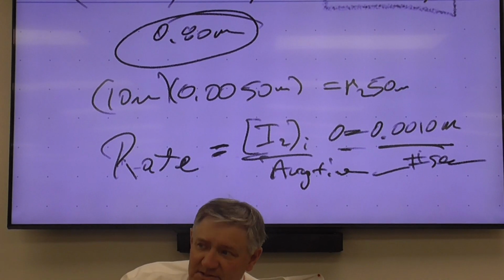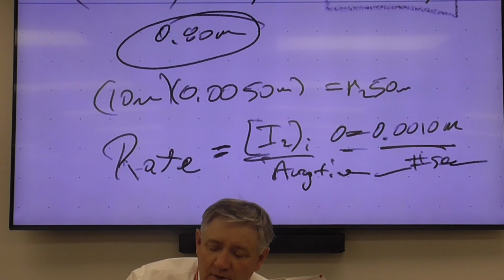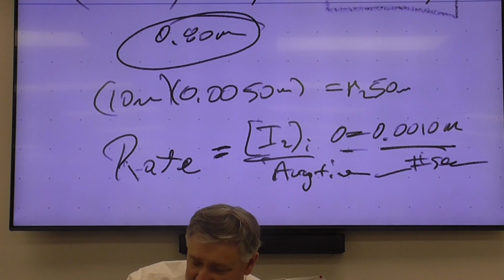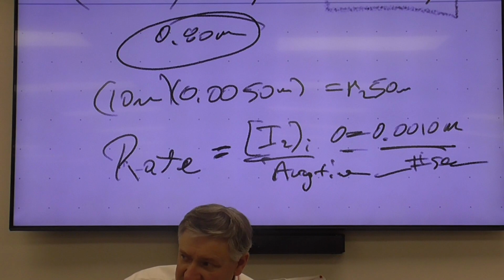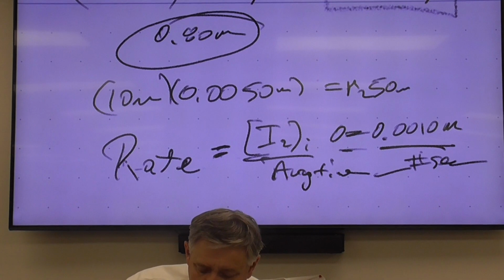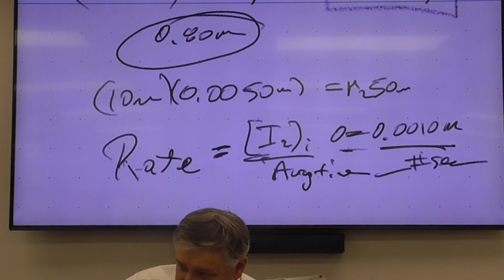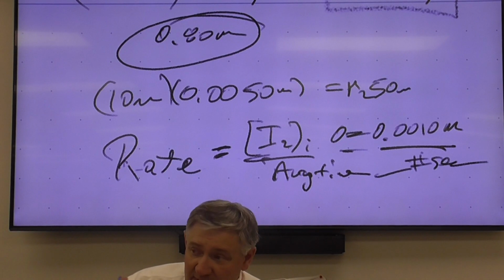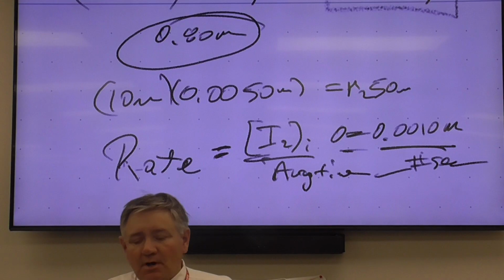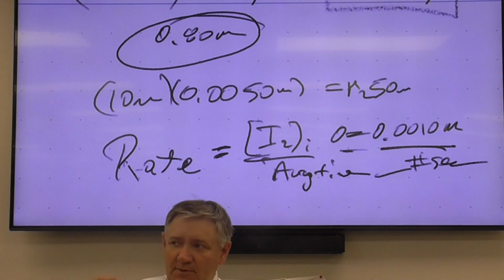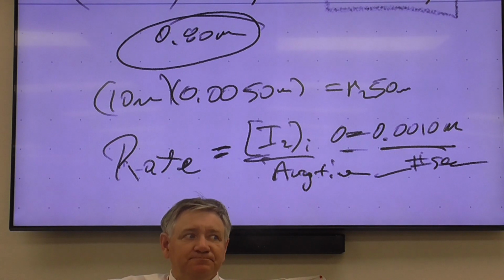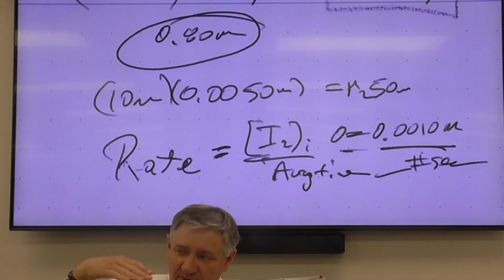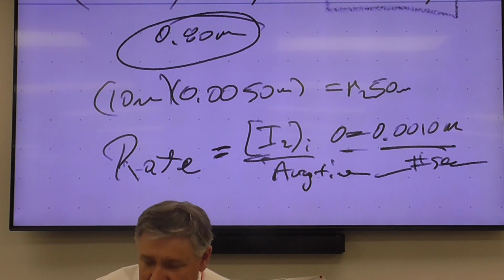Okay, so here's the big picture. You're going to run 4 different reactions. In all of them, you're either going to change the iodine concentration, the acetone concentration, or the hydrochloric acid concentration. So you've got 3 variables. What you're going to try and find is the order of magnitude relating to this reaction.